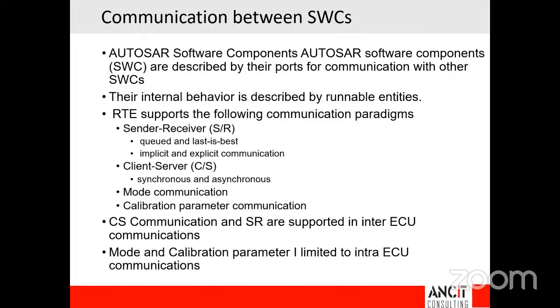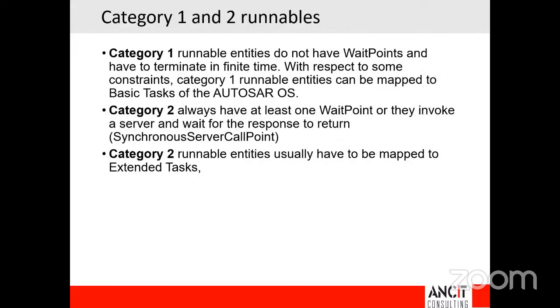Calibration parameters are a separate entity. We have separate software components created in the application layer, managed for calibration. Especially for sensor calibration, we use calibration parameter communication. The one thing that we need to understand and appreciate is that client server communication and sender receiver communication can be used for inter-ECU communication, whereas mode and calibration parameters are restricted to intra-ECU communication.